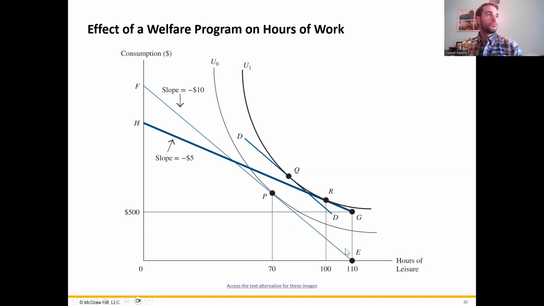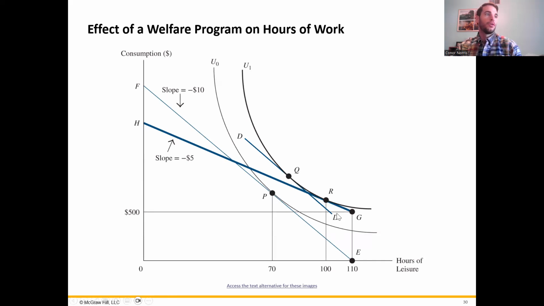So now an individual, absent this program, before this goes into effect, if they're maximizing utility, is at point P here: 70 hours of leisure, 40 hours of work, and this level of consumption, which is not labeled, so somewhere above $500. Now in this case, the individual can work and still receive the $500 grant.